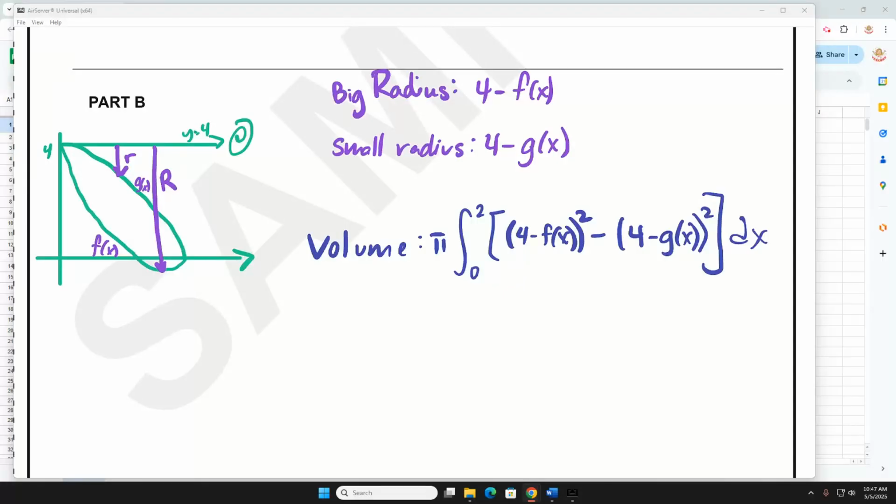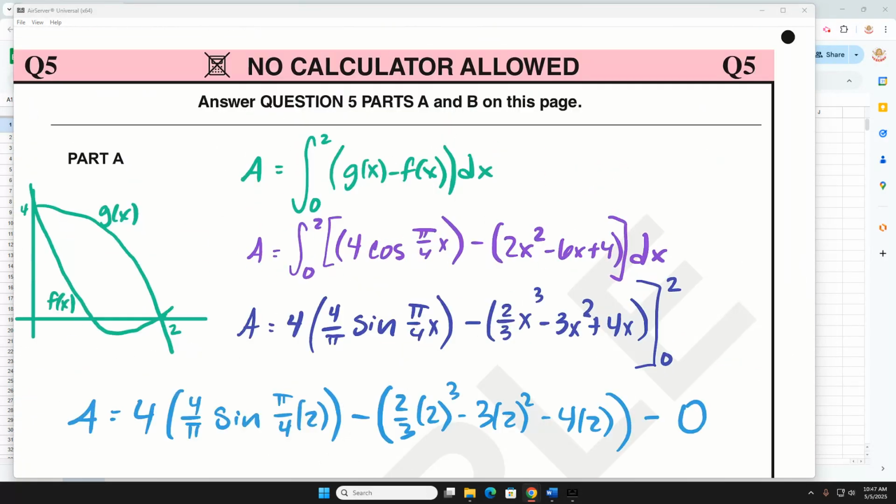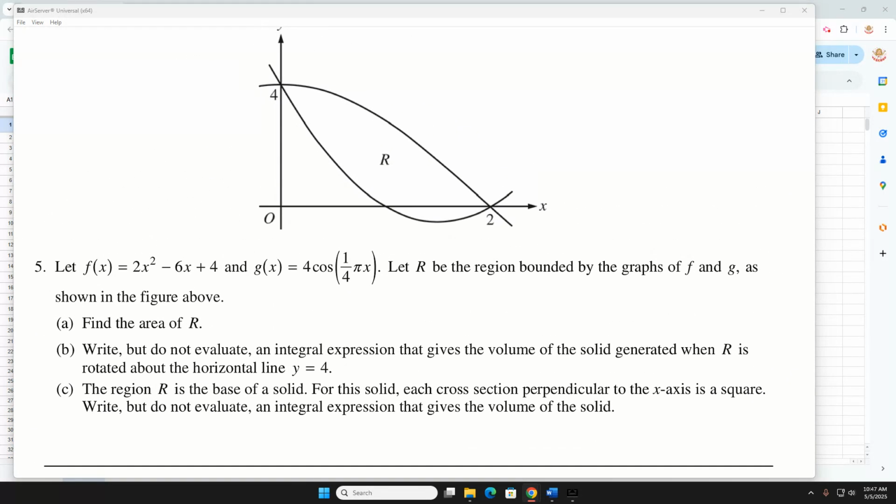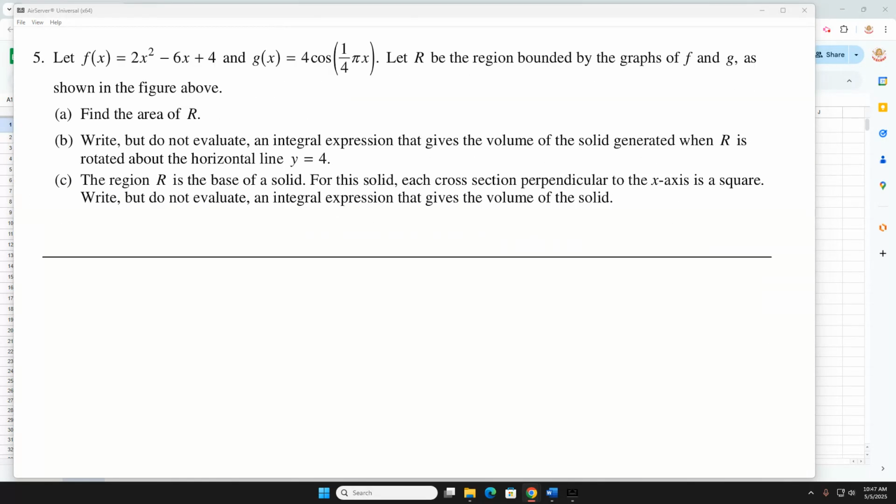All right, our next question is actually a square. And so we have this same figure, the same region, and we have this solid that we're finding the volume of, and each cross section perpendicular to the x-axis, which is good. I probably should have you guys practice some that are not, but perpendicular to the x-axis makes a square. And we're going to write, but not evaluate, the integral expression that gives the volume of the solid.